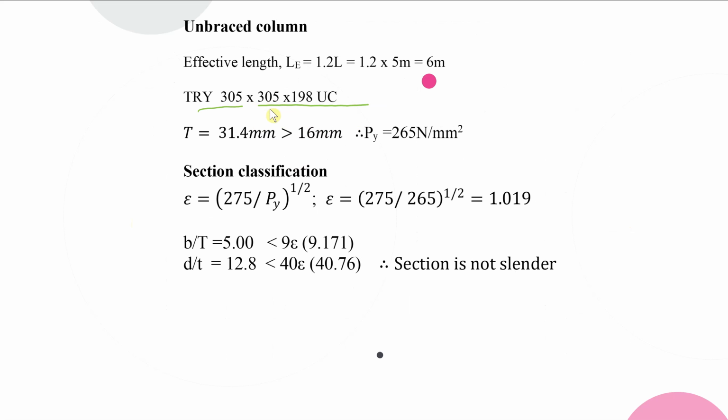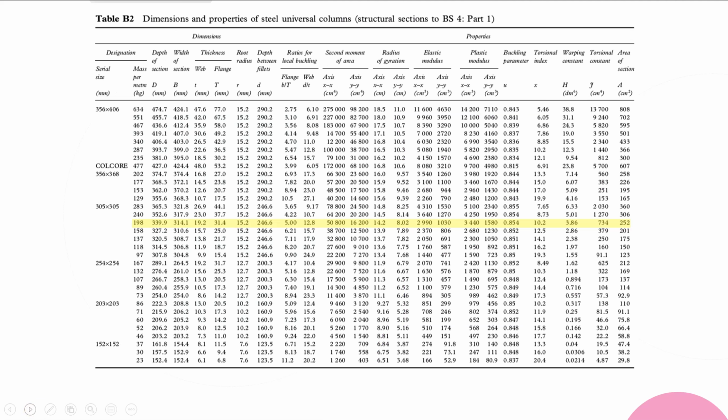Basically this one I select randomly. Because I assume, because I see that the effective length is higher, so the size should be bigger, if the same loading is applied on the same column, but we use a different connection at the end of the column. So we assume it is 1.2 times 1 meter, so larger. That's why I take a bigger size of column. Okay, so we first check the value of T here by looking at the column that we selected.